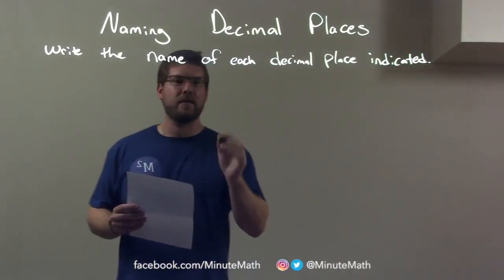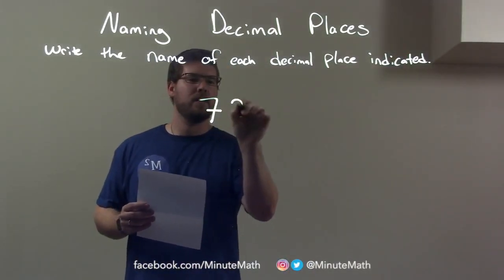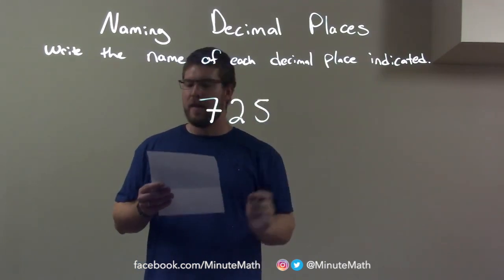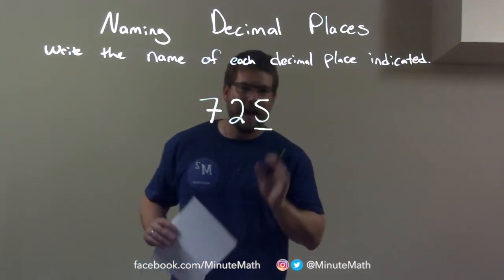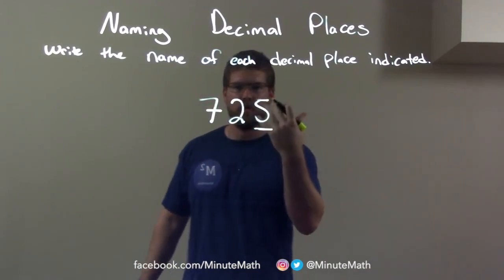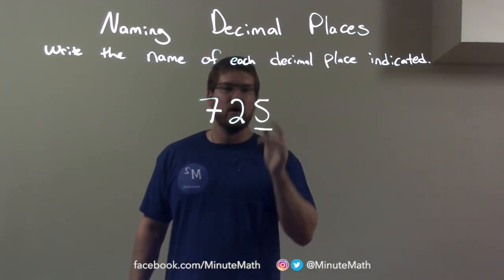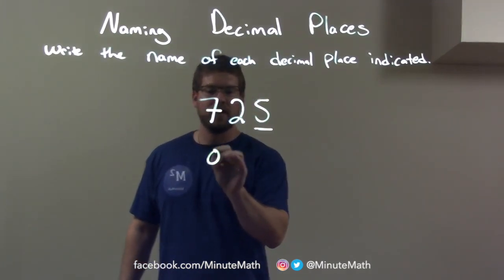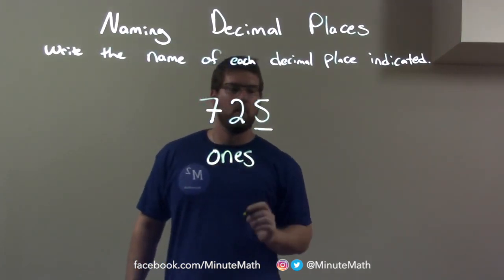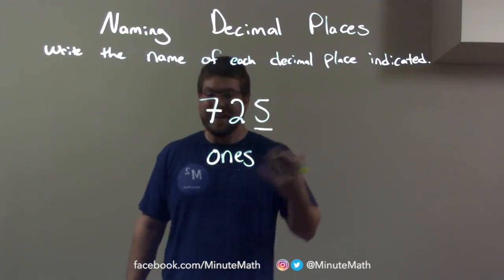If I was given 725, and they tell us right here, we have that little bar under the 5. Well, this is our first place right there, so we call that the ones place. The ones place. Okay? And that's it.